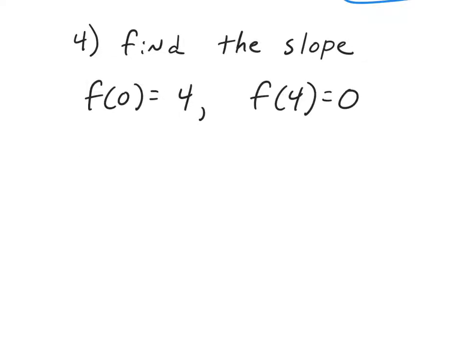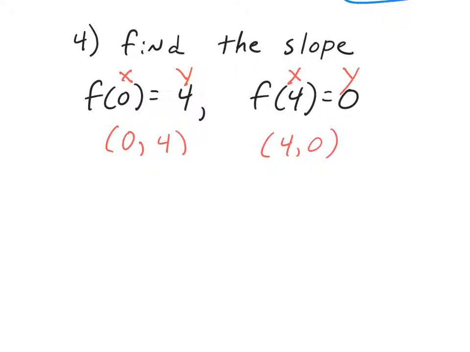On number 4, it's asking us to find the slope. And remember, the inputs to the function are the x values, and the outputs are the y. So for our first one, we have 0 is x and 4 is y. And our second one, 4 is x and 0 is y. Okay, so let's write these as ordered pairs. Our first ordered pair is 0 and 4. Second ordered pair is 4 and 0.